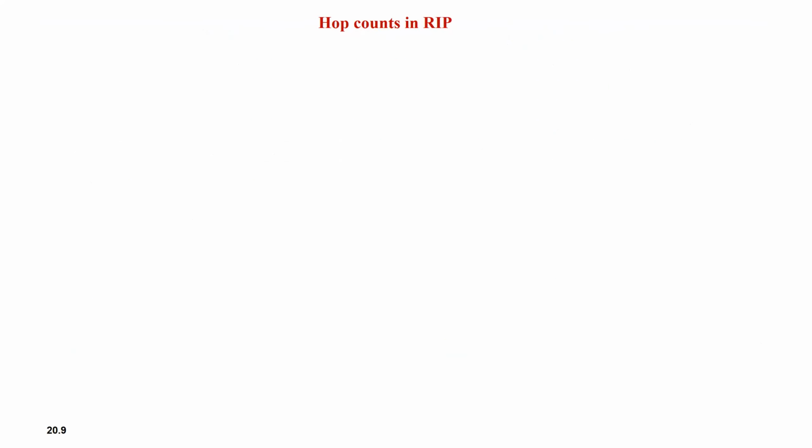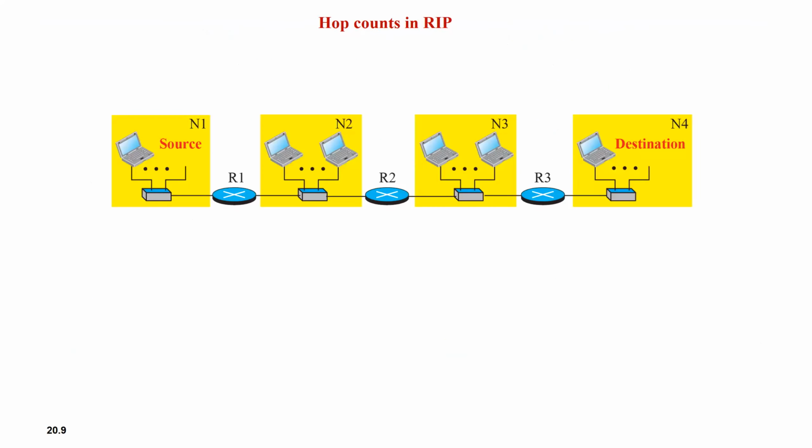So how are we going to calculate the hop counts? For example, we have four networks, N1, N2, N3 and N4, in other autonomous systems.